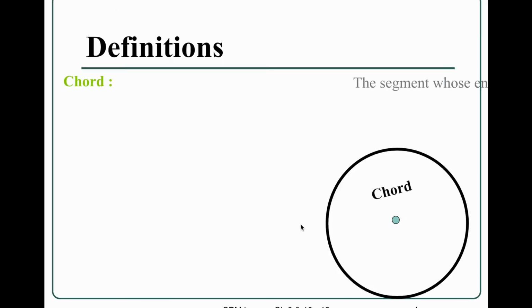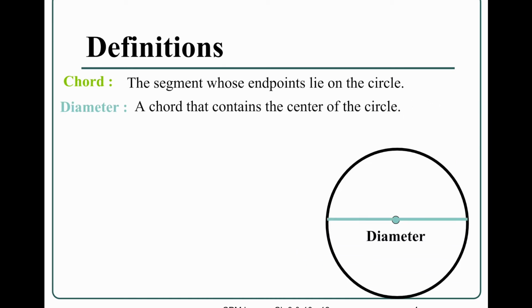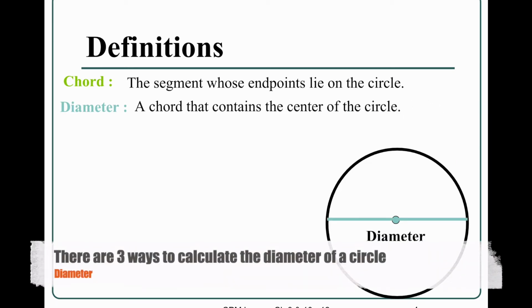A chord, this is the segment whose endpoints lie on the circle, the green line on the circle. A diameter is a special chord. Why is it special, you might ask? Because the diameter is the only chord that goes through the center point.